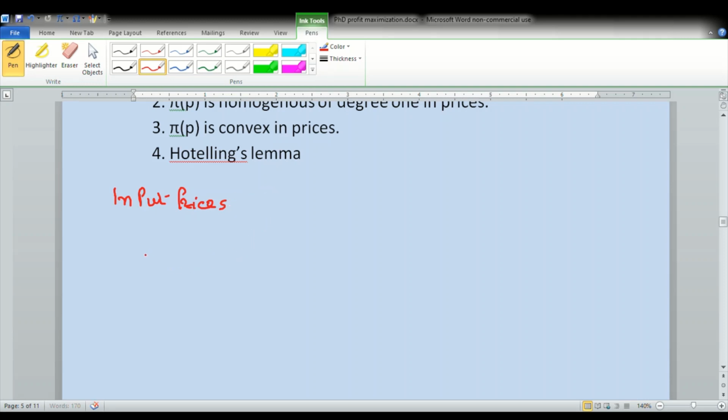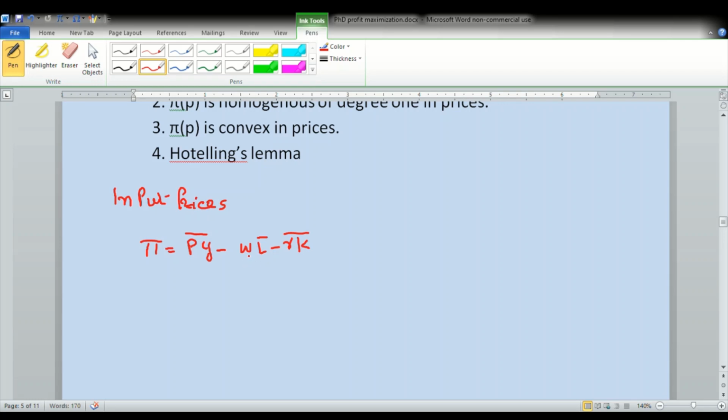Again, write down the profit equation. Pi equals P y minus W L minus R K. So I am now keeping this thing constant. I am keeping labor constant, and I am keeping this.